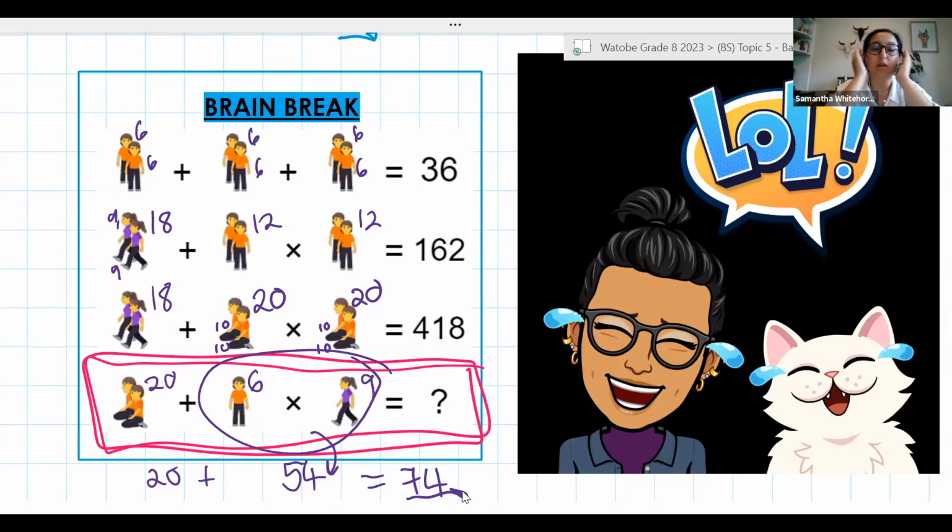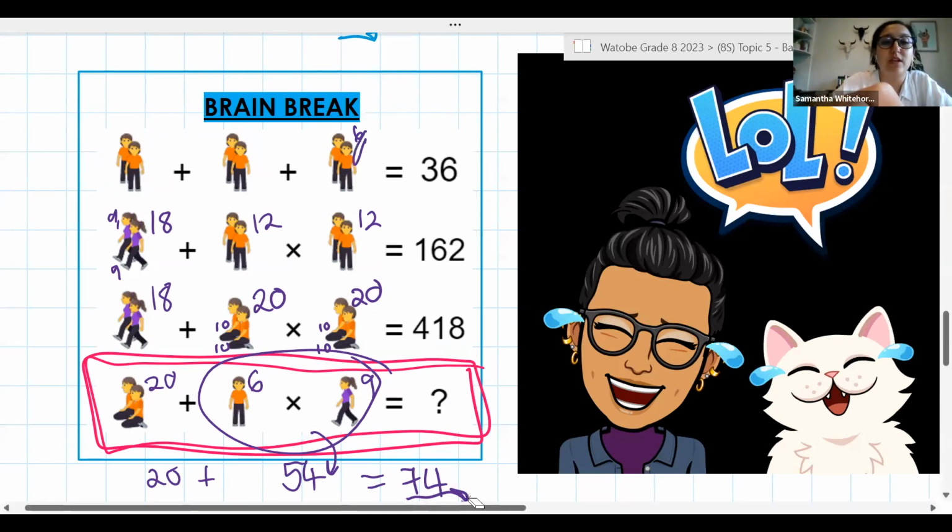All right, so very nicely done. Guys, that was very nice to explain. So I hope you were all listening. But essentially, we needed to figure out what each of the little people represented.